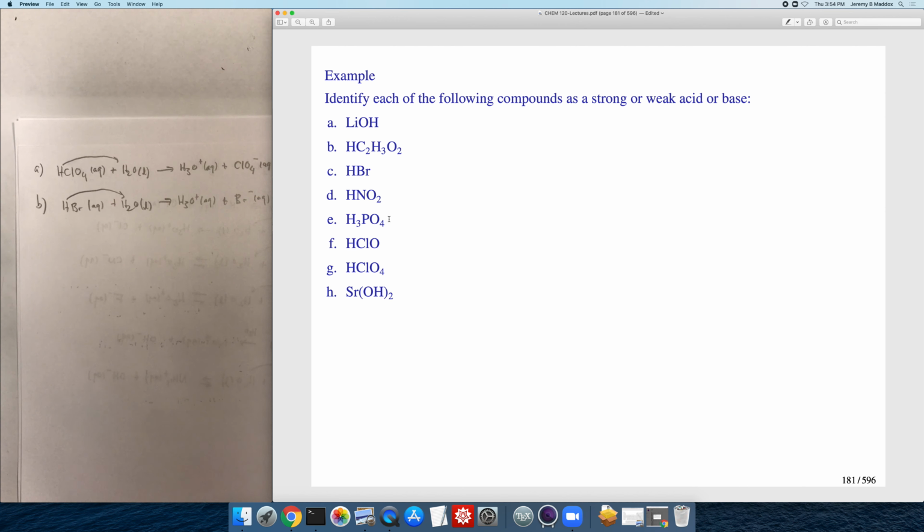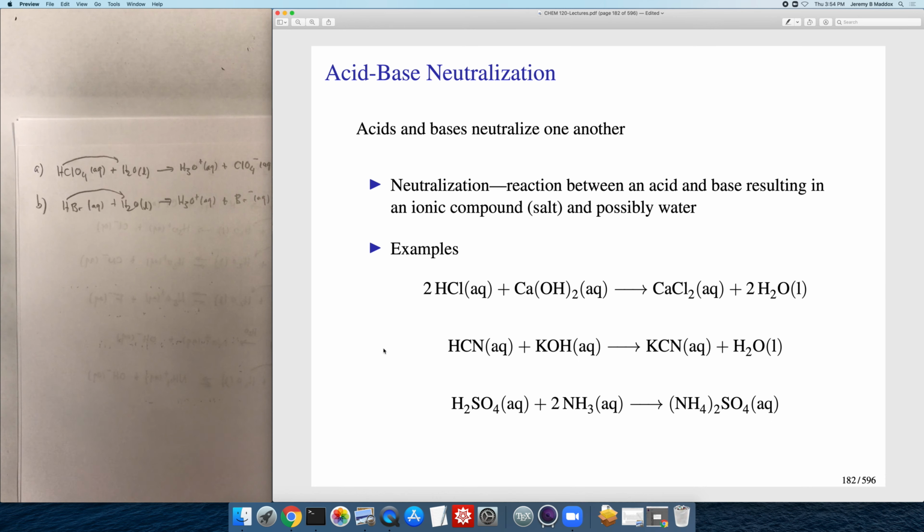Phosphoric acid. It looks like it might be strong. Look at those 3 protons that it has. It's actually weak. This is not on our list of strong acids, so this is a weak acid. Hypochlorous acid here, also weak. Perchloric acid, this is on our list of strong acids. It's a very strong acid. Strontium hydroxide is a strong base. It's on our list, and so we need to know that one is a strong base.